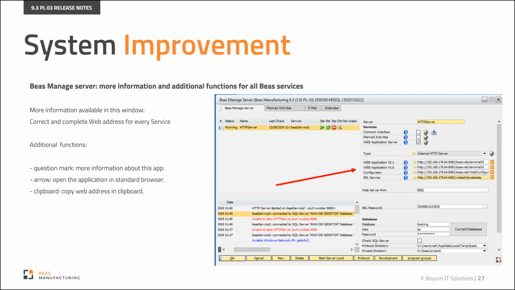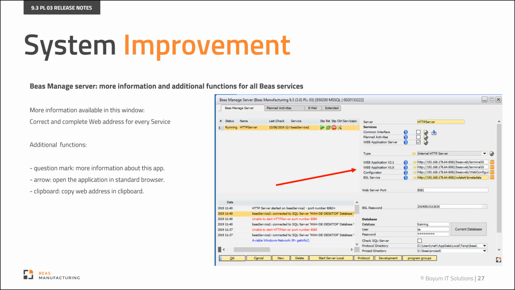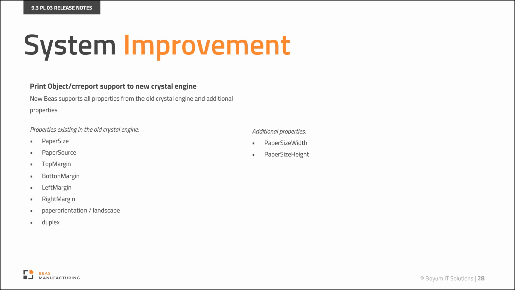The Beas Managed Server now comes with more information on additional functions for all Beas services. You can now access correct and complete web addresses for every service with additional functions. If you click on the question mark, you can access more information about this app. It opens the Beas Online Help documentation in the standard browser. Clicking on the yellow arrow, the application opens in the standard browser, and clicking the clipboard icon, the address is copied to the clipboard.